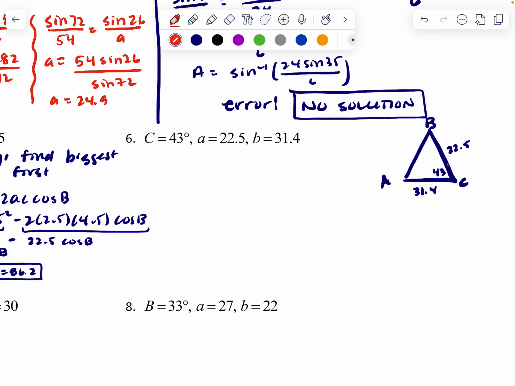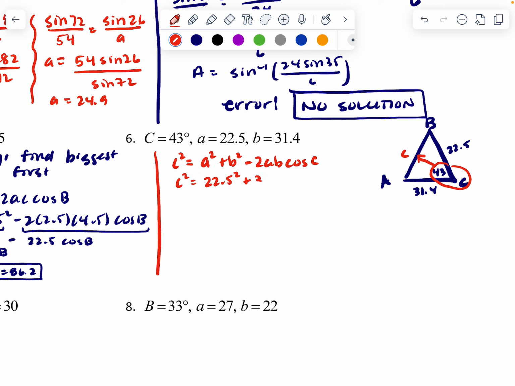Because I have angle C, I'm going to start by finding side C. I'm going to use the law of cosines, C squared equals A squared plus B squared minus 2AB cosine of C. So C squared equals 22.5 squared plus 31.4 squared minus 2 times 22.5 times 31.4 times the cosine of C, which is 43.